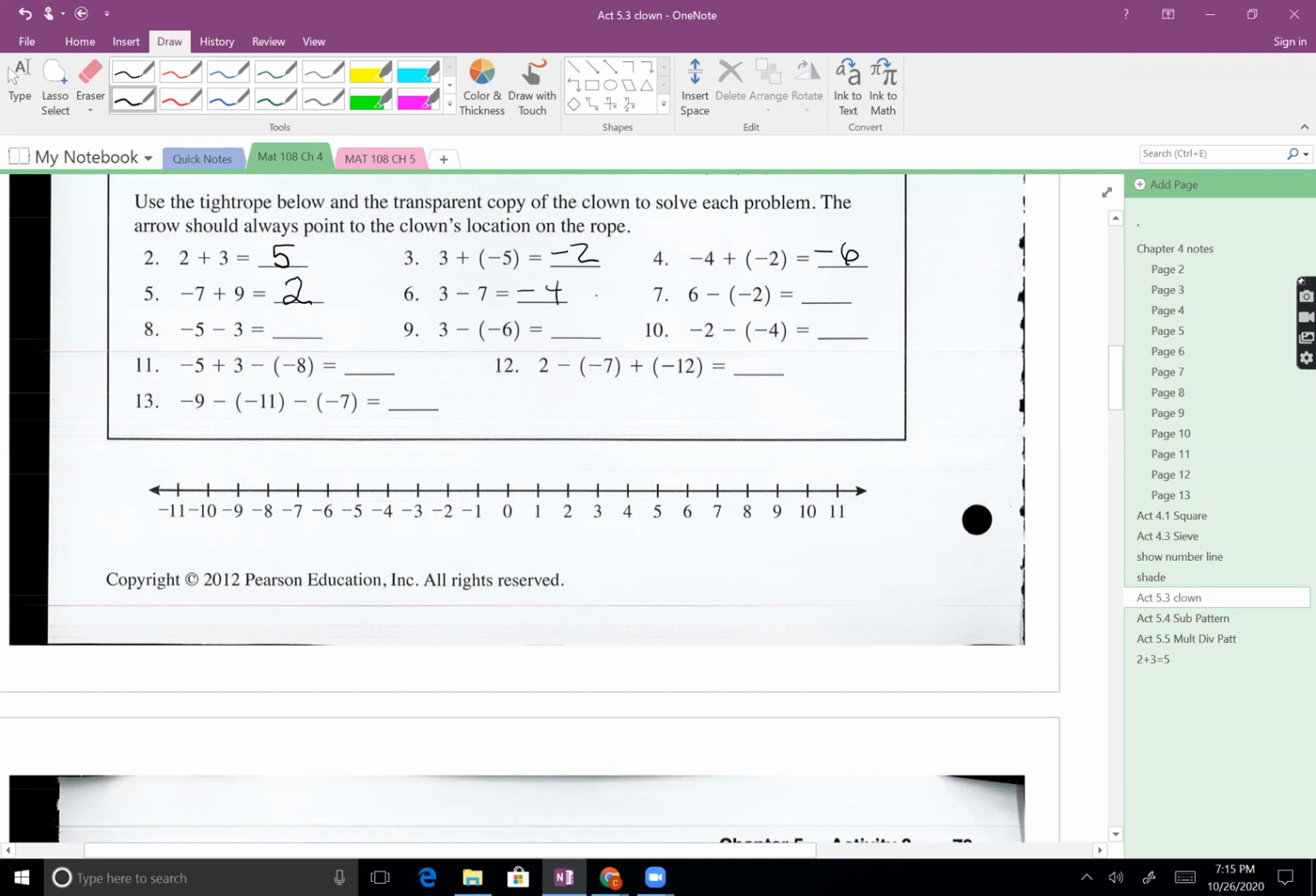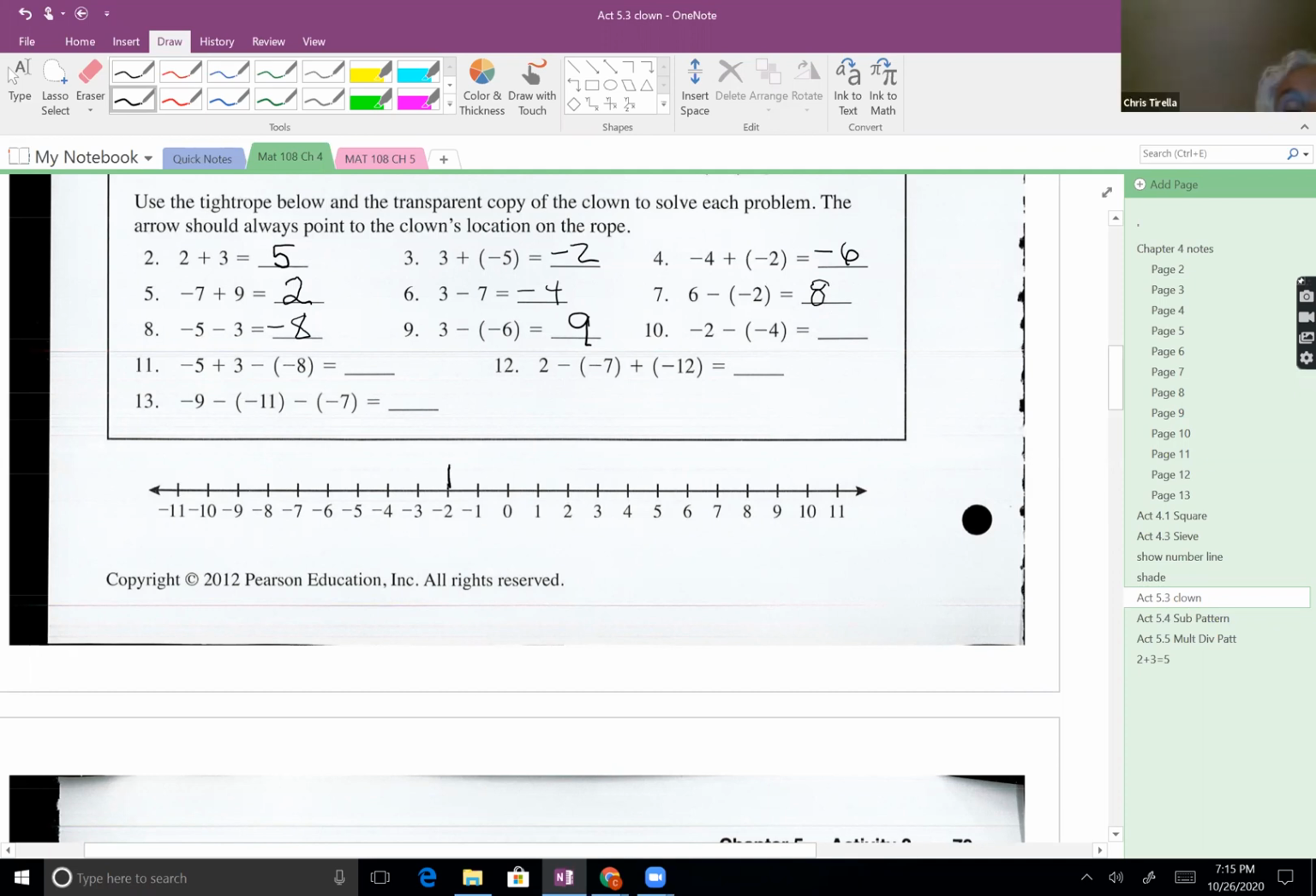3 minus 7. -4. Beautiful. 6 minus -2. 8. Beautiful. -5 minus 3. -8. Beautiful. 3 minus -6. 9. -2 minus -4.